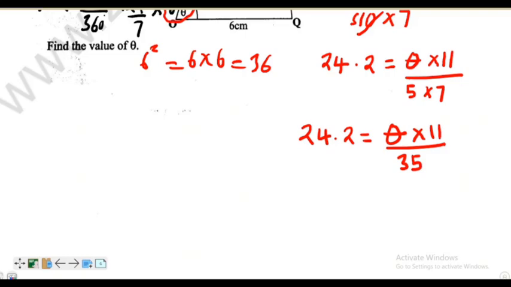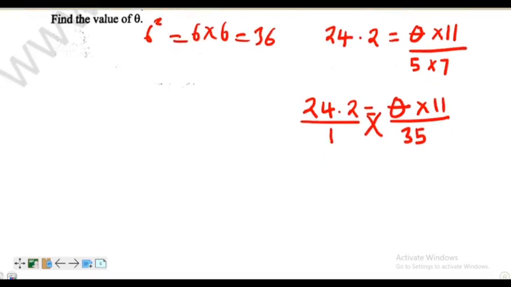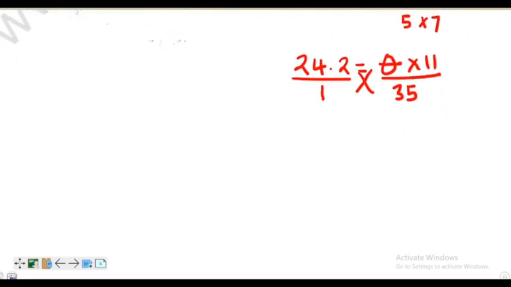Now on the right hand side we have a fraction, on the left hand side we don't have a fraction, so we can divide by 1 so that we balance up both sides of the equation. Then we close, multiply. So once we close multiply, we are going to have 1 times the theta times 11. We will get the same value, which is theta times 11. You get theta times 11 equal to, then here you are going to get 24.2 times 35.